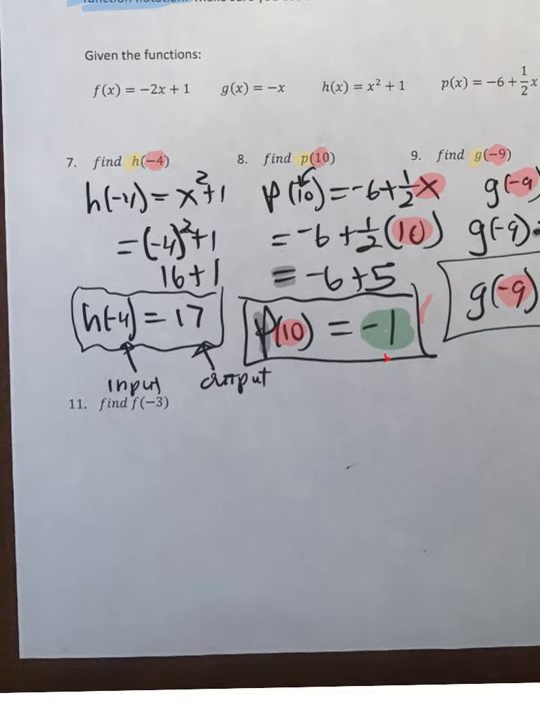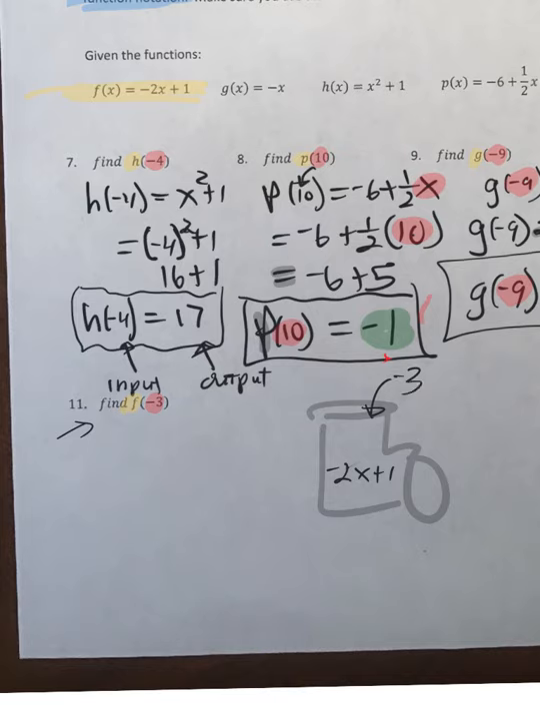And then last problem. Last problem says find f of negative 3. That's how you read that. So which machine are we using? We're using the F machine, this one up here. And we're going to put negative 3 into the machine. So the rule for this problem is negative 2 times the input plus 1, and we're going to drop a negative 3 into the machine, and we want to see what comes out of the machine.